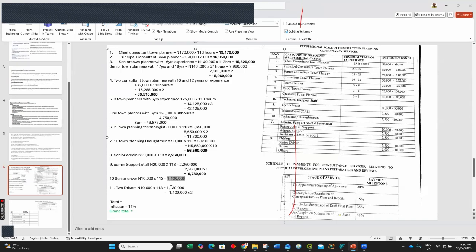Then that is senior driver. We have two drivers. Their hourly rate too is the same, 10,000 times 113 hours. So we have 1.1, then times 2 for the two of them. Okay, we have 2.2. Somebody should start calculating everything for us, for all the participants, all of them, chief consultant and the rest, all of them.